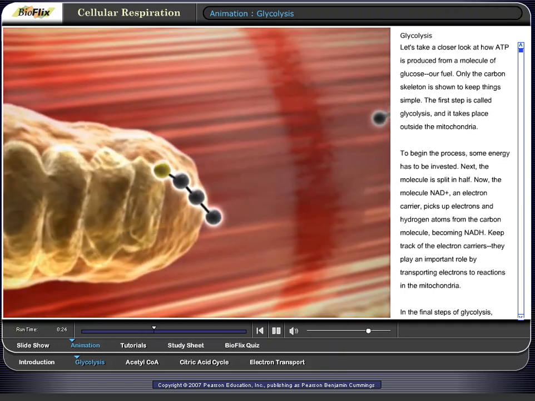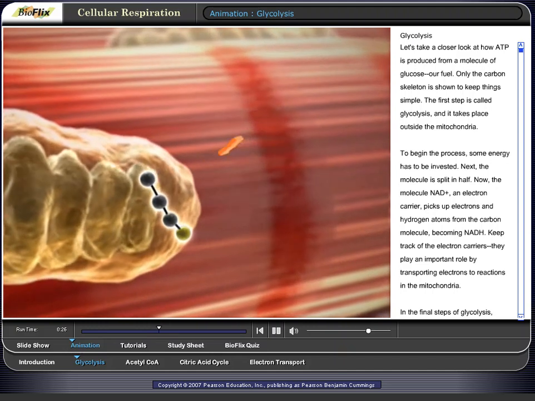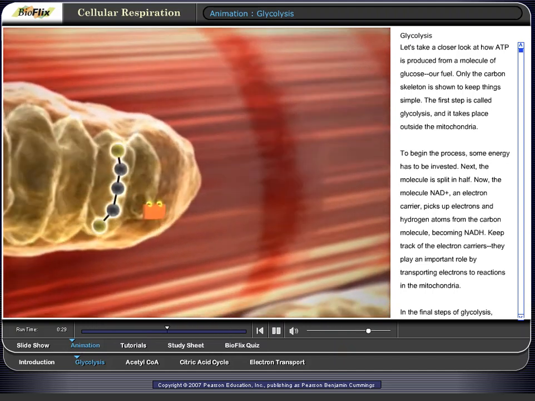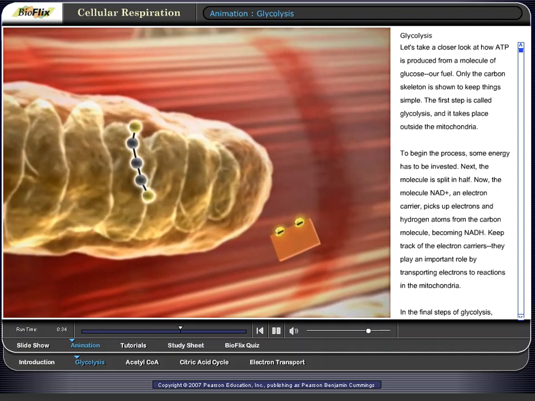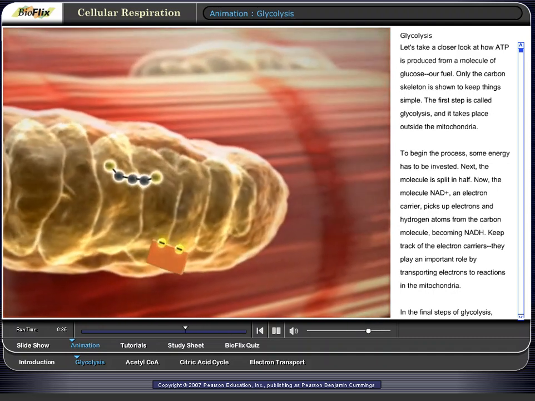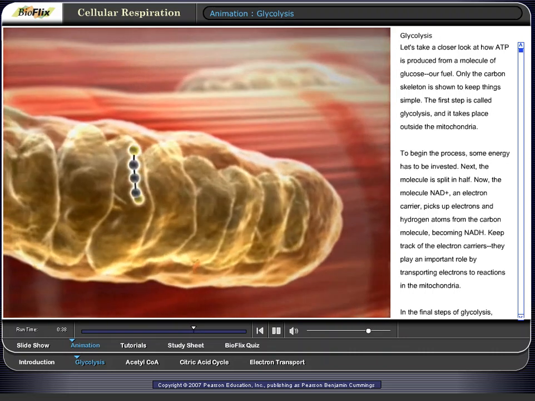Now, the molecule NAD+, an electron carrier, picks up electrons and hydrogen atoms from the carbon molecule, becoming NADH. Keep track of the electron carriers. They play an important role by transporting electrons to reactions in the mitochondria.